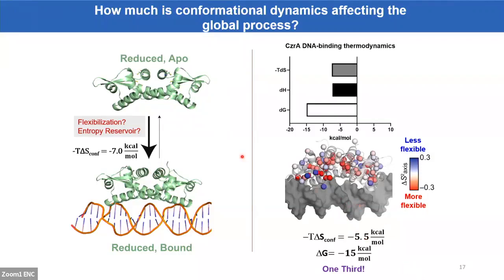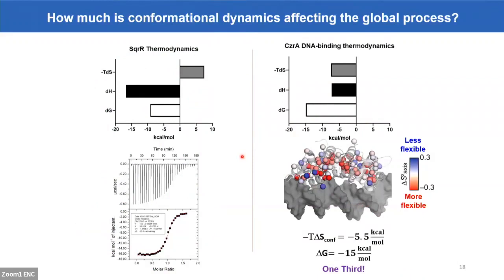And when we measured the thermodynamics in SQRR using ITC, we were shocked by a huge enthalpic contribution driving this process. We cannot explain this at the moment. We think it has to do with different binding modes that this protein has for its operator, which are different from the ones that CCRA has.